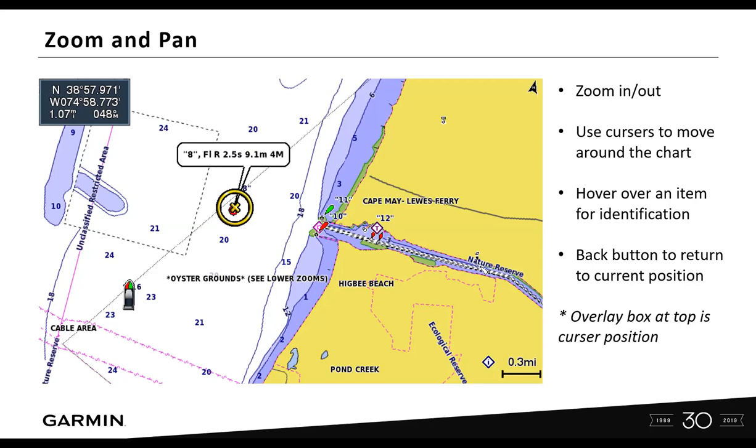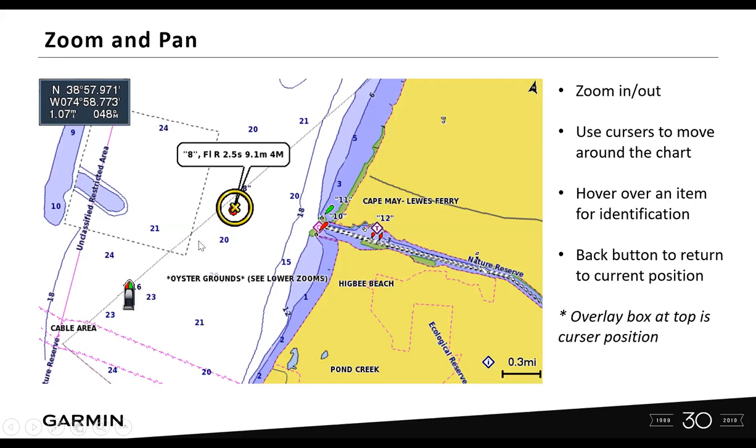What I like to do, especially if I'm going into a waterway that I don't know, is zoom out and move ahead of the boat icon. That way I can see what's coming up in front of me. You can use it to move around the chart. Hover over an item for identification. You can see here I'm hovered over the red marker. This is the red number 8. It blinks for 2.5 seconds, et cetera.